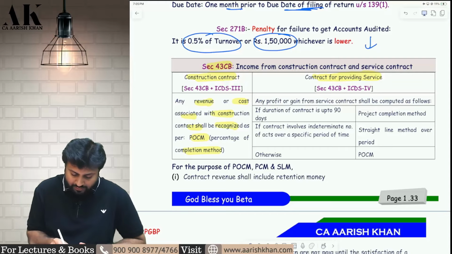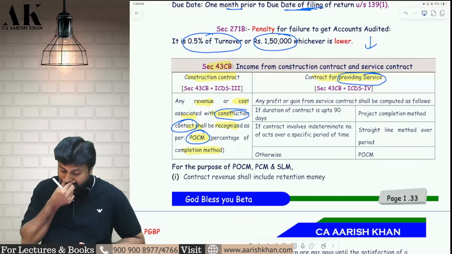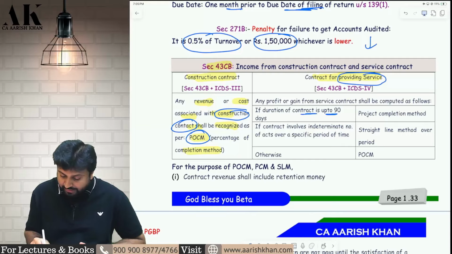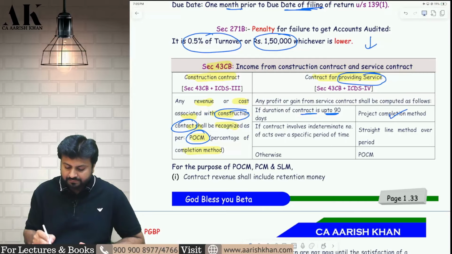So if you are doing construction contract, you will follow POCM, percentage of completion method. Now what about if I am following service contract? Then if the duration of the contract is up to 90 days, then percentage of completion method.